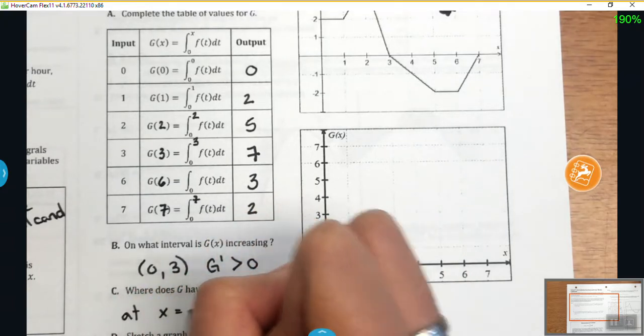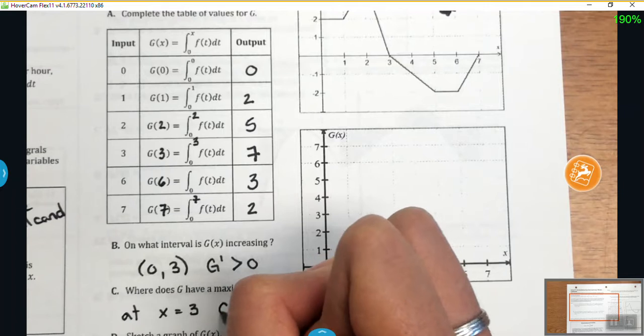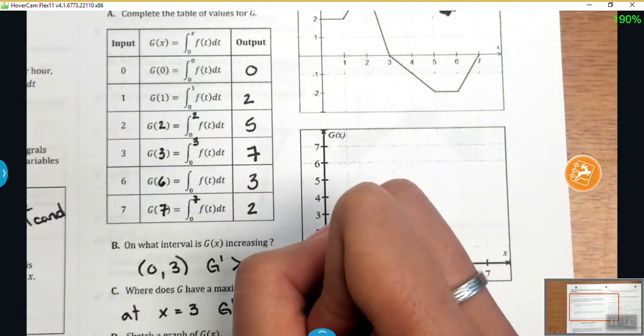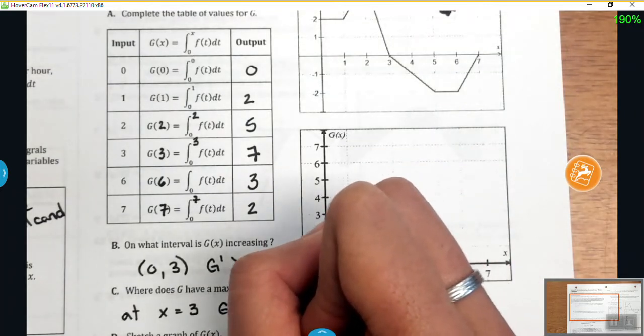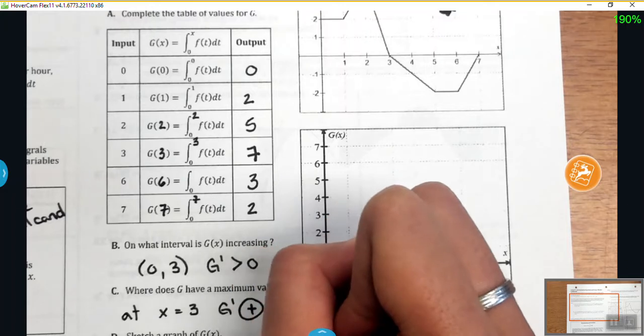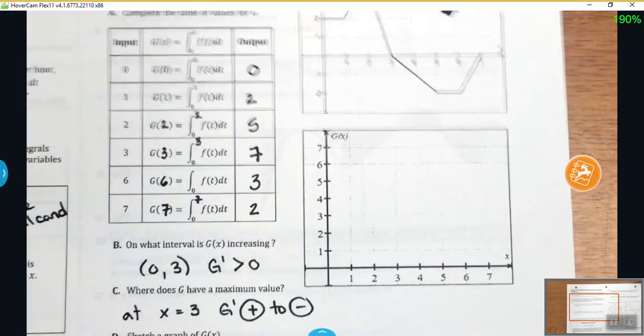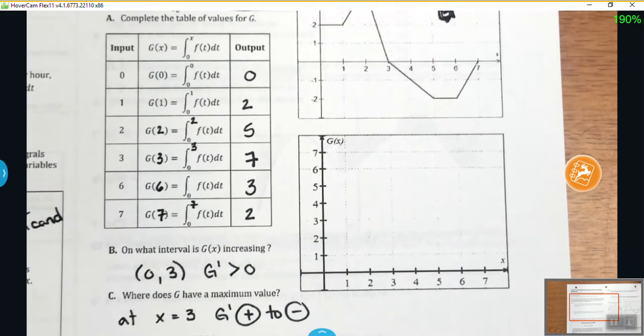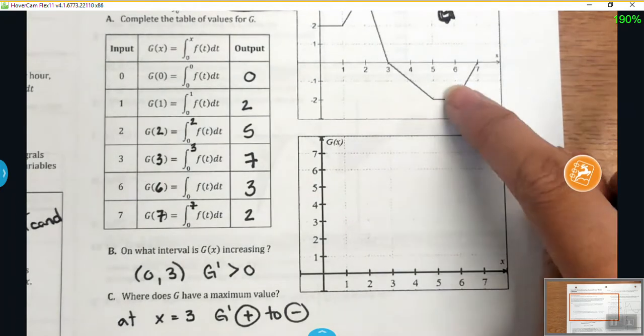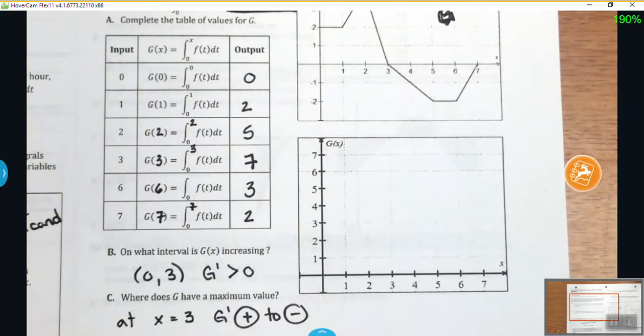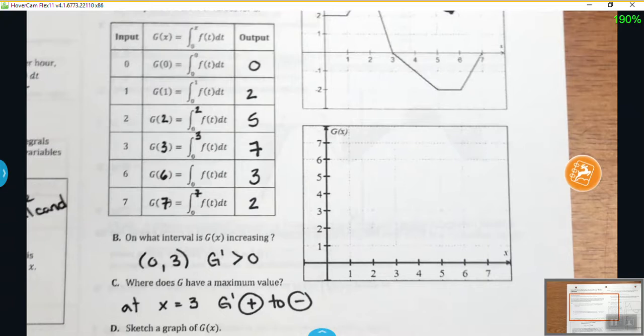Yeah, at x equals 3, g prime goes from positive to negative, which means that g is going from increasing to decreasing. But we want to refer to g prime since we have g prime. Okay, sketch a graph of g.